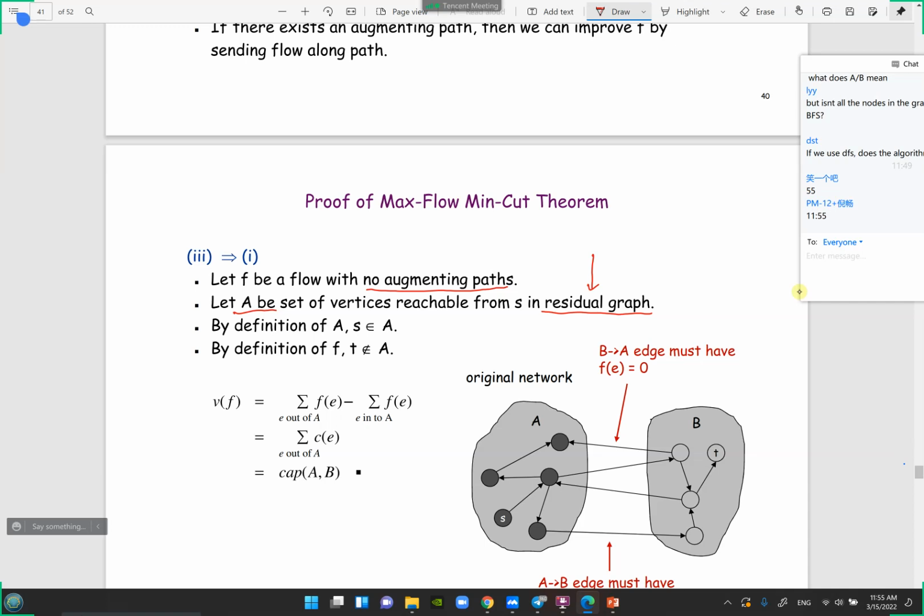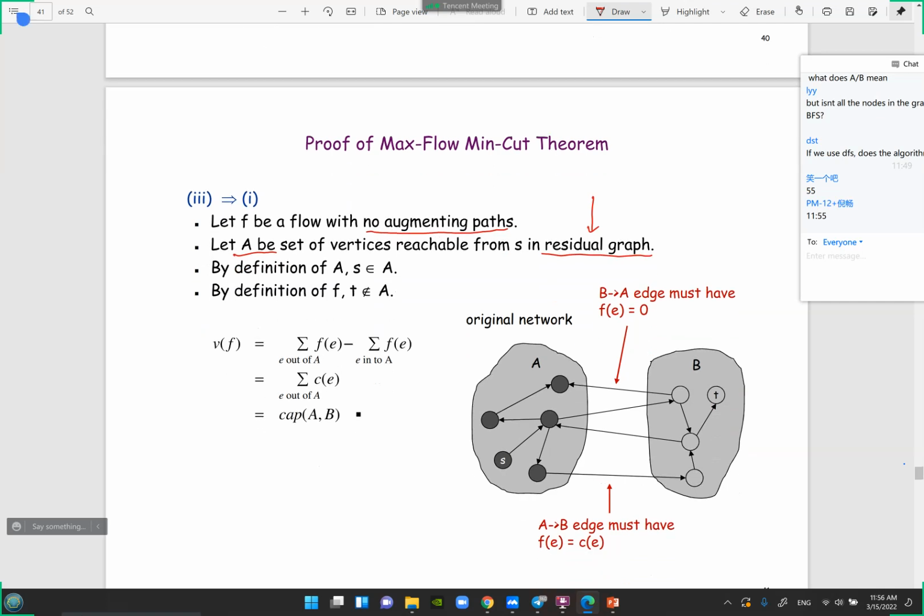Now we're going to form this cut, where A is going to be all the nodes you can reach from S, and then B is going to be all of the other nodes. And we know that T is going to be part of B because you cannot reach T.